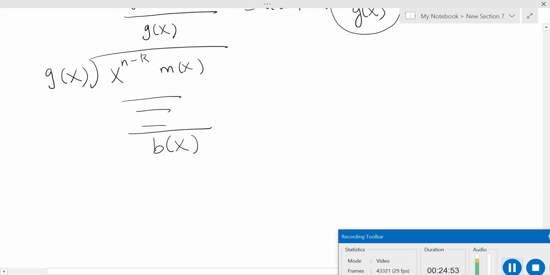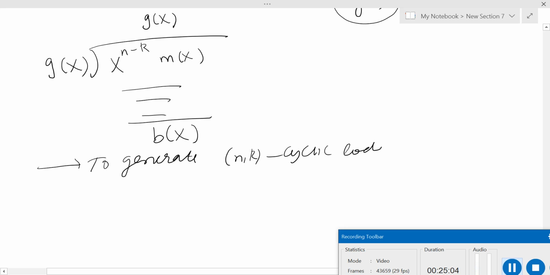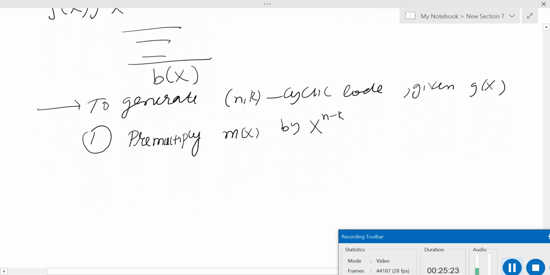So now here is the way to generate an (n, k) cyclic code. What is given to you? You are given the generator polynomial g of x. Step number 1: pre-multiply m of x by x to the power n minus k. Step 2.